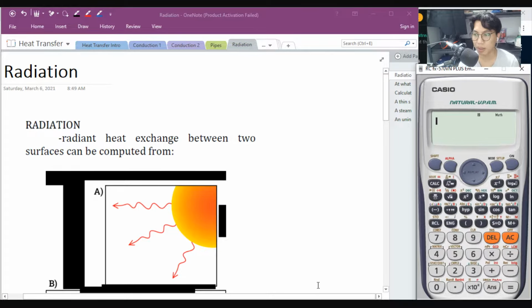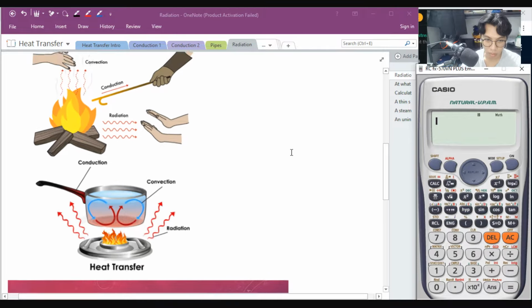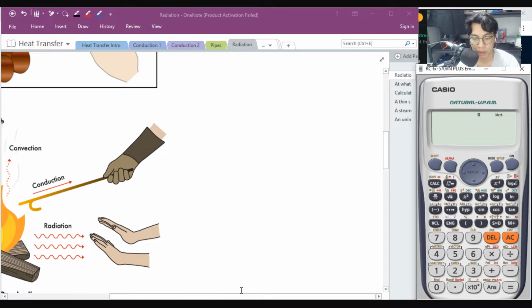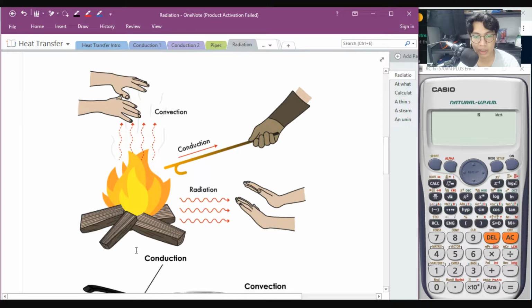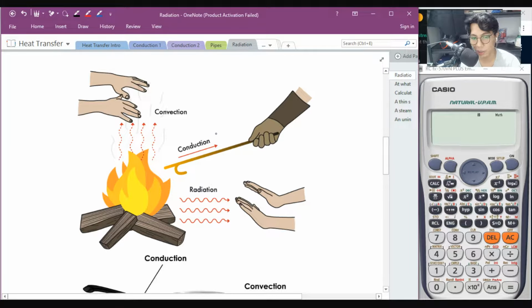Okay, so this will be one of the last topics ng ating heat transfer. So it is all about radiation. Punta tayo dito. As you can see, di ba ang nauna nating diniscuss for heat transfer mode, or the mode of heat transfer, is the conduction.